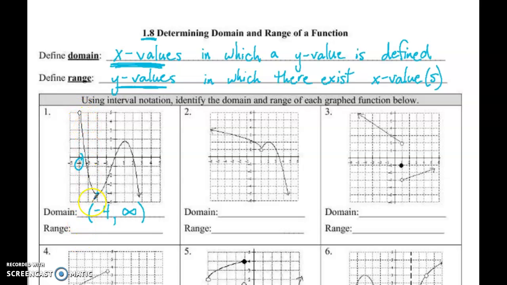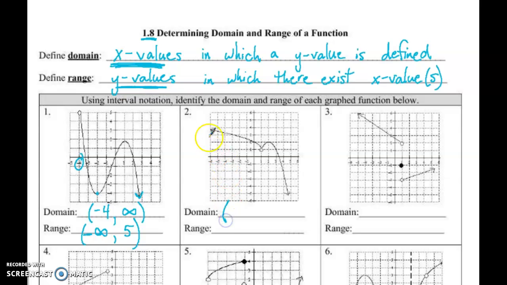Now range we read from the bottom to the top, and again we have an arrowhead going infinitely down, so the lowest part on the graph is -infinity. There's a negative right there, by the way. And then we have all of these defined values, and it never truly stops until we get to this open circle up here at y equals 5. And because it's open, we're going to put a parenthesis. So I think we're ready for number 2.